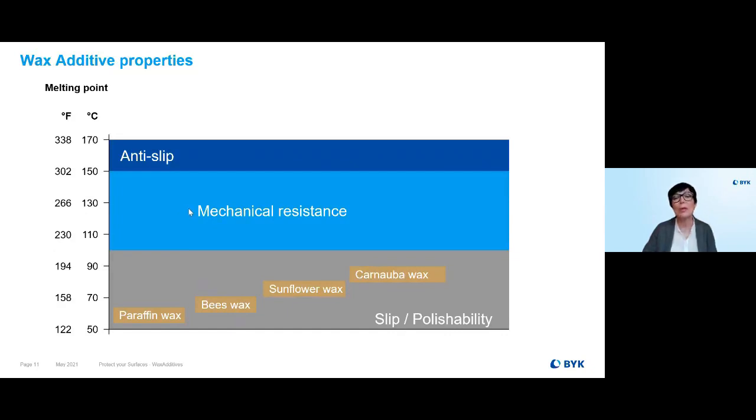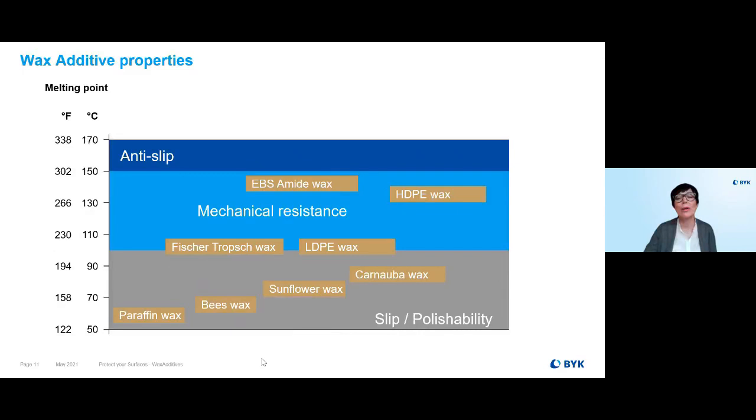If you think about floor polishes and you need mechanical resistance, for foot traffic resistance for example, then you can think about the Fischer-Tropsch or low density polyethylene waxes. They are on the borderline, 200 F, 100 C. So this is a good start to have some slip and some mechanical resistance, but the best products here are the high density polyethylene or the amide waxes. And if you think about anti-slip properties for floor polish, dancing floor, sport floor, or so on, then the polypropylene waxes are the right ones to choose.